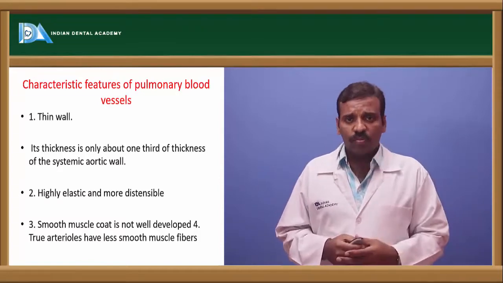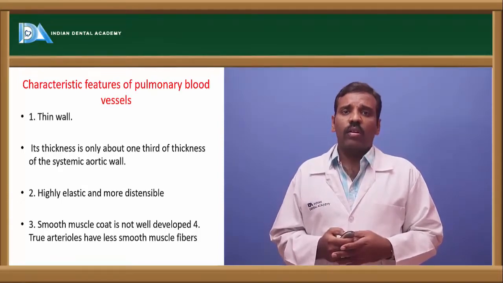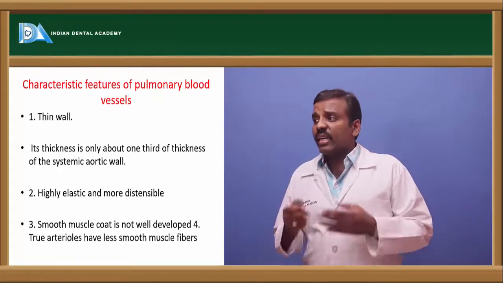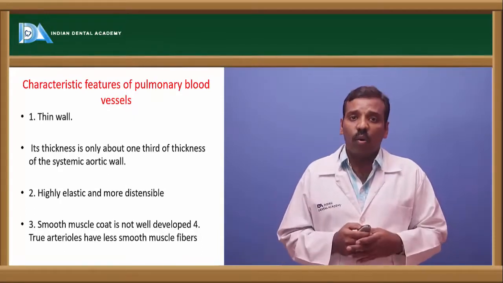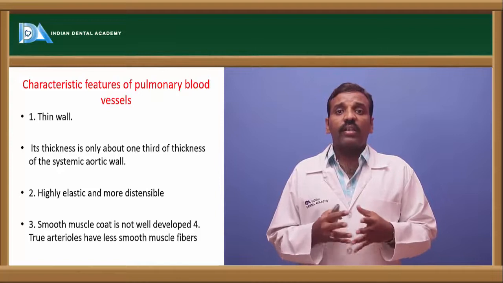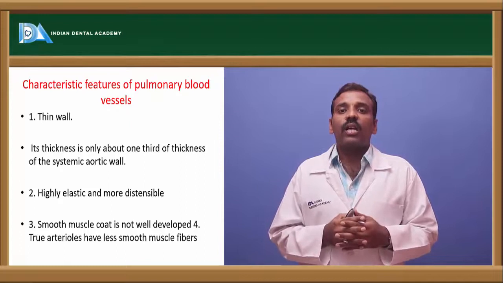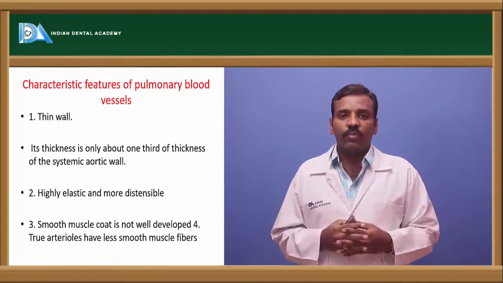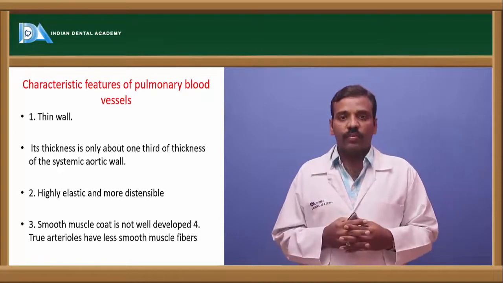There is a thin wall in the pulmonary vessels. The vessel membrane is very thin. Its thickness is only about one third of the systemic aortic walls. If we compare the systemic circulation with the pulmonary circulation, the thickness is one third of the systemic circulation's arteries. Next, they are highly elastic and more distensible.